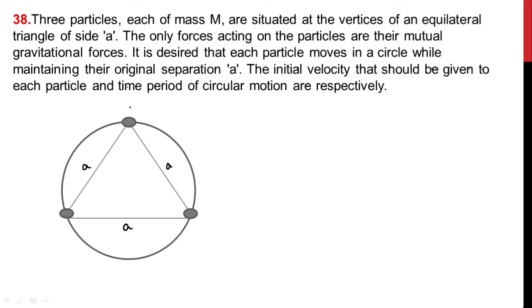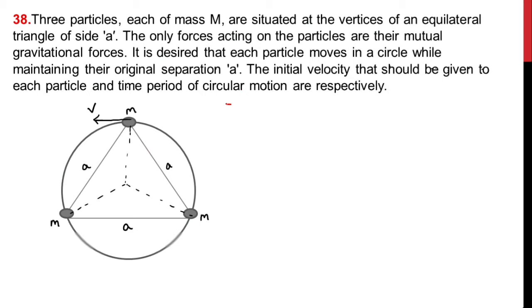So you can look at the diagram here. Each particle has mass m. So masses are equal, each mass is m. Now what velocity is it moving with? If you draw a tangent at the point here, you can mark the velocity as v. The only forces acting on the particle are their mutual gravitational force. This is moving in a circle, so definitely there will be a centripetal force.